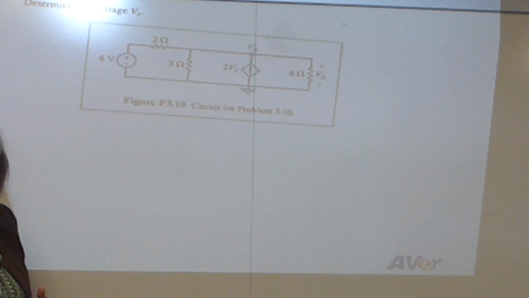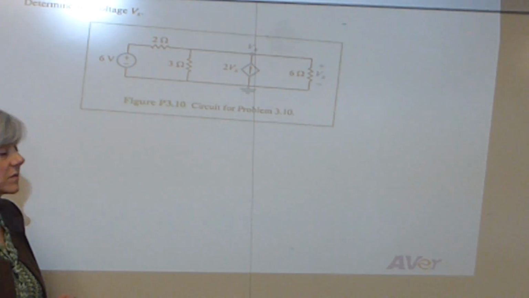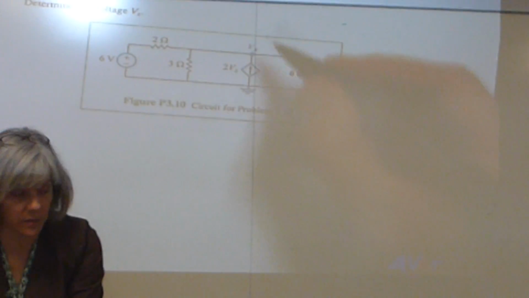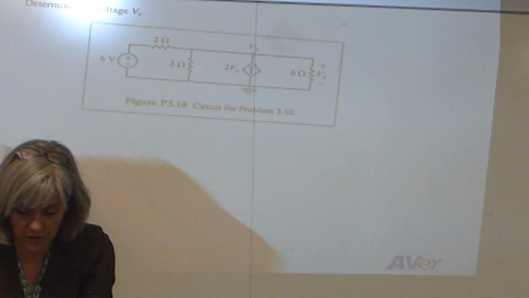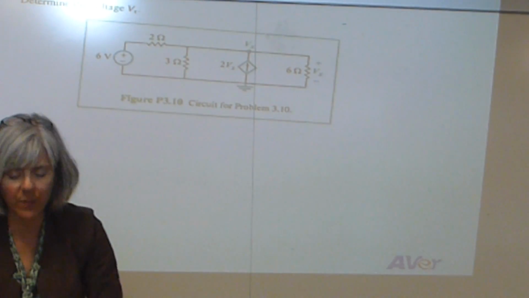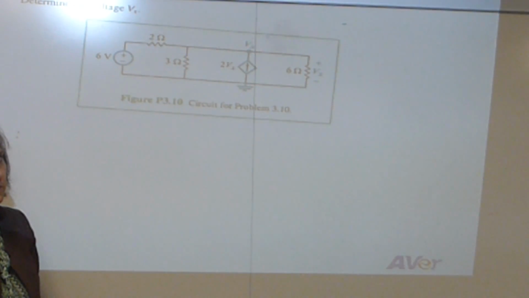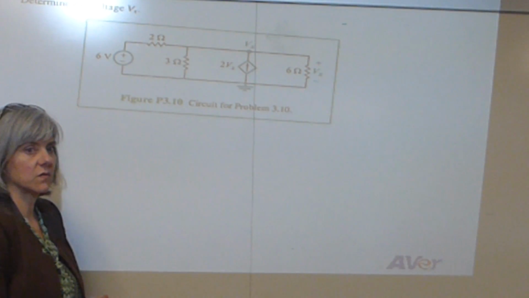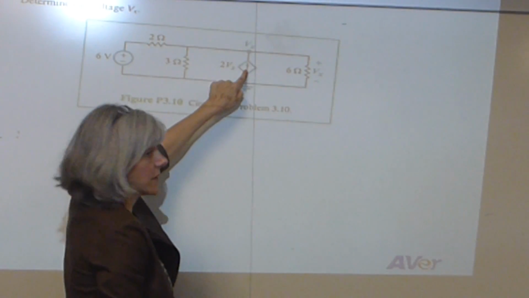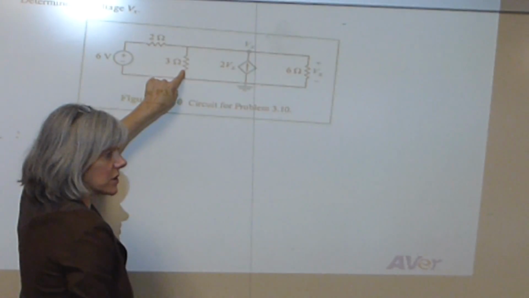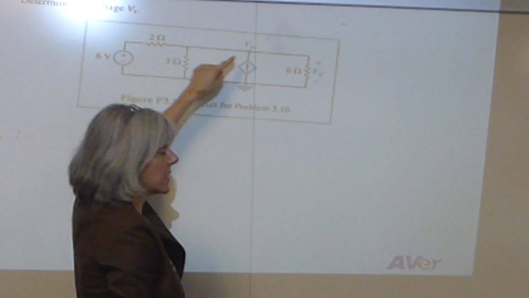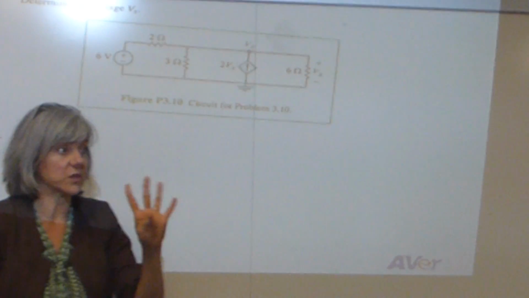So, how many essential nodes do we have? 2. So ground and here. This is not essential. So we've already got V sub X labeled. So we're going to do KCL. How many branches are coming out of that node? 4. 4 is correct. From this node, you see this one, and this branch, that branch, and that branch. Remember, this is one big node together, so we need to look at everything that comes out. So there are 4 branches.